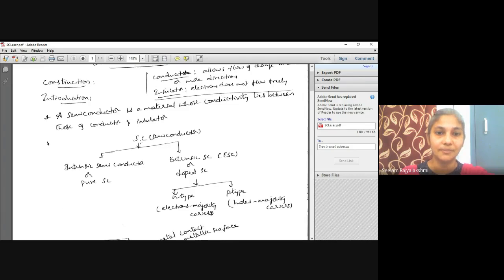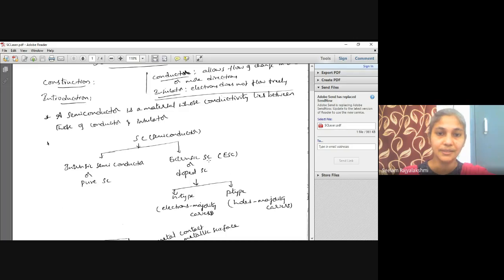We have two types of semiconductors: intrinsic semiconductors and extrinsic semiconductors. Intrinsic semiconductors are nothing but pure semiconductors, that means a pure host material. Extrinsic semiconductors are doped semiconductors, that means we add some quantity of another material to the host material, by adding a dopant or impurity.